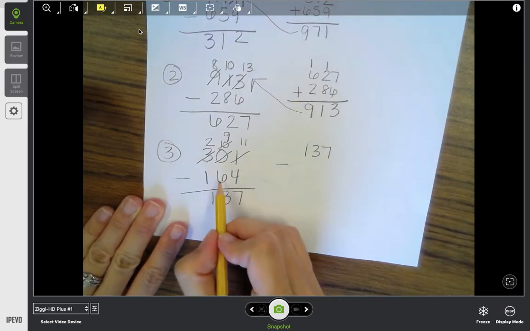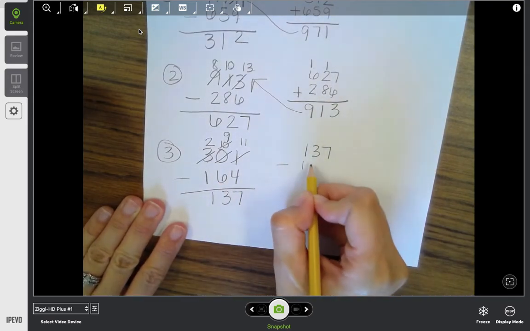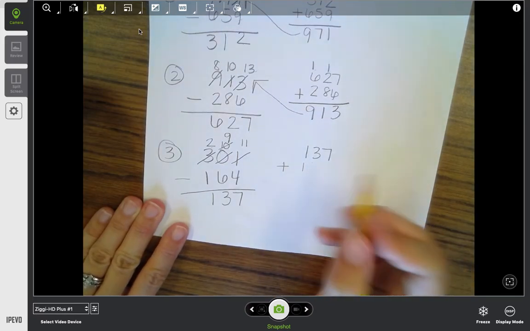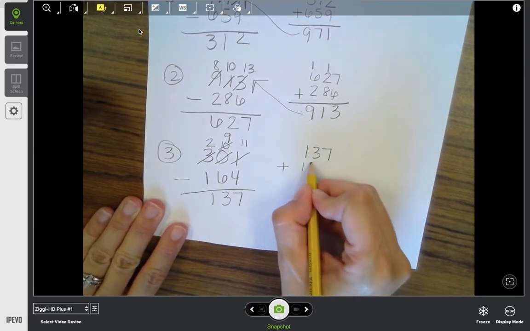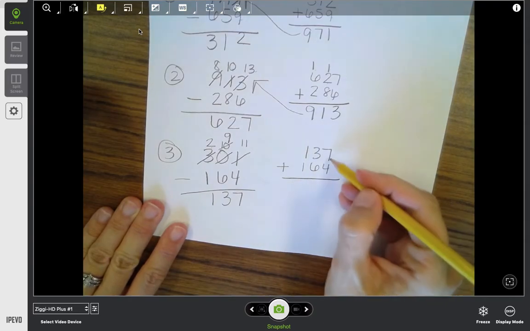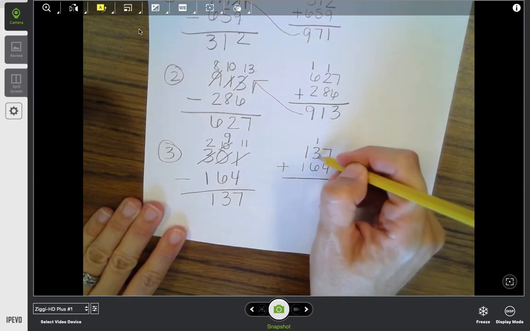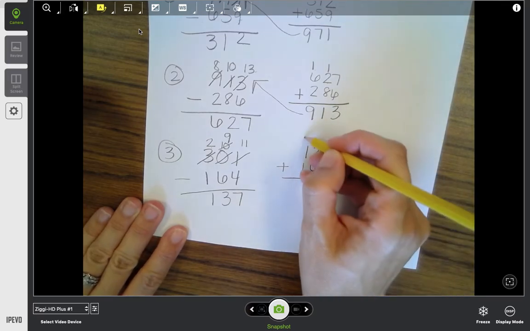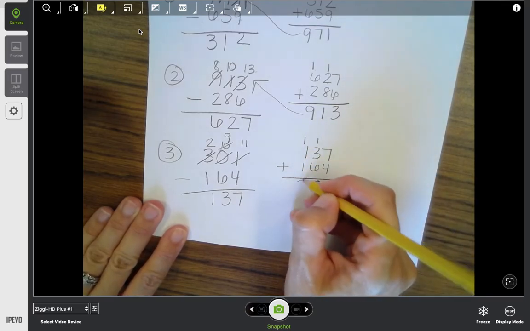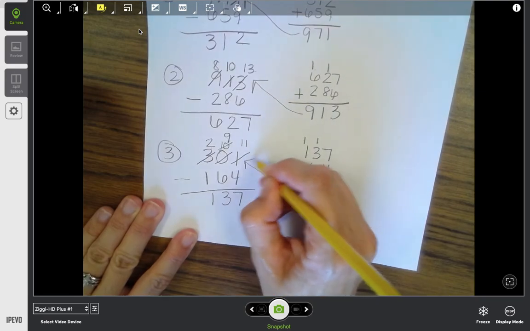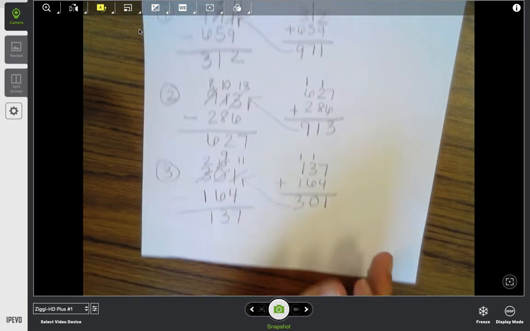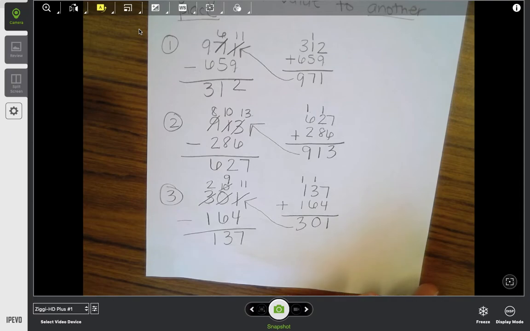And to check, I can take my answer. I can subtract this, and I'm sorry, not subtract it. To check it, I'm going to add it. So 7 plus 4 is 11. 6 plus 3 is 9, plus 1 more is 10, and 1 plus 1 plus 1 is 3. So I know that my answer is correct. Okay? Please remember that you can go back and re-watch these examples if you need to.